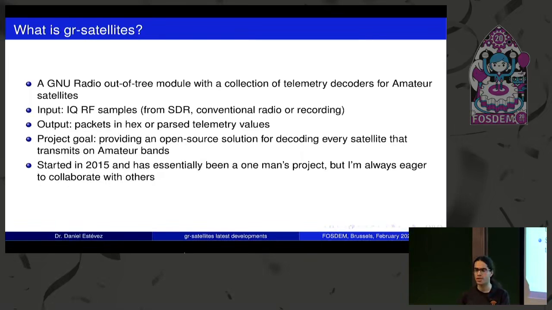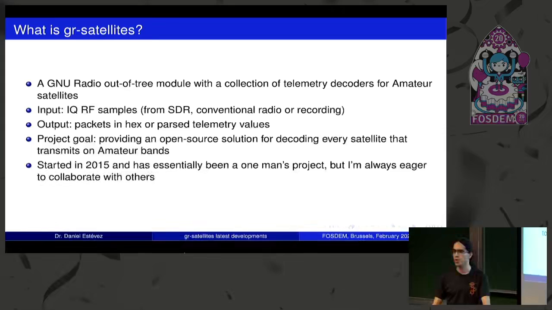And the output you get from the decoder is either packets printed out in hexadecimal format, or you can save the packets to a file on your computer, or parse telemetry values. So those are things like voltages of batteries and buses, and current intensities, temperatures, and maybe even payload data. So some satellites have experiments, maybe a high energy particle detector, for example. The main project goal is to provide an open source solution to decode any amateur satellite. So there's some philosophy to that: any amateur radio signal needs to have clear public specifications for anyone to be able to build their own decoder, but that would be a matter for a different talk.